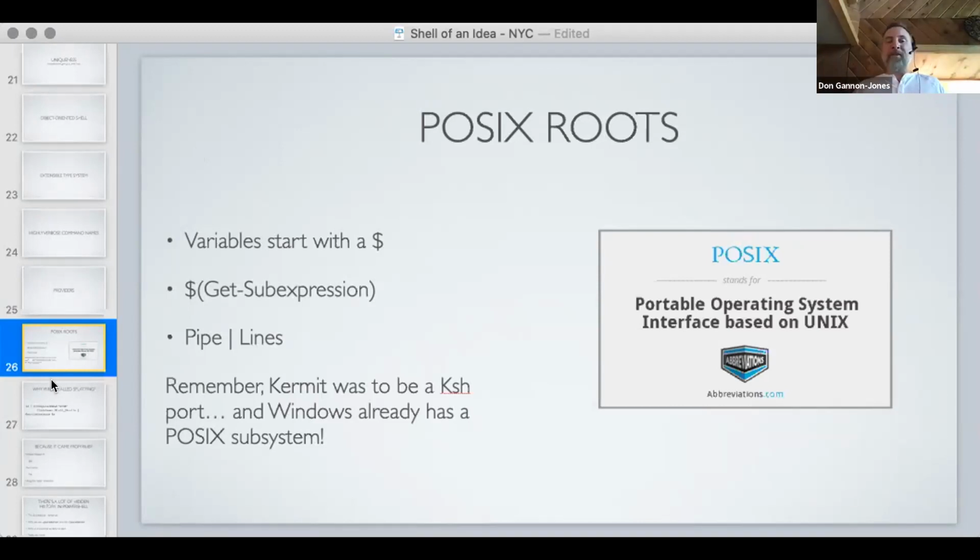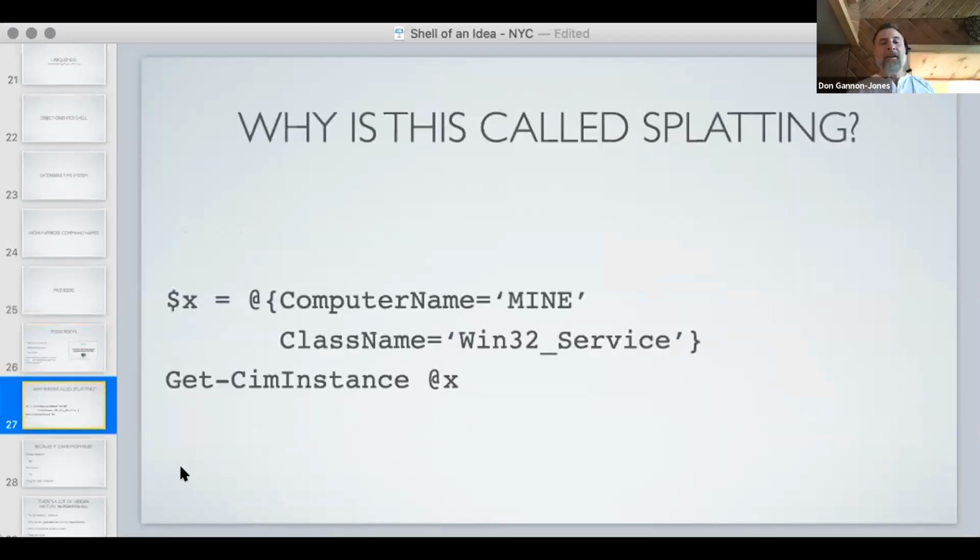So why is this called splatting? I actually did not know the reason for this. I've talked about splatting a lot. I've shown people how to do it. It's where you take a variable, in this case x, and you build a hash table. I've got two keys, computer name and class name, and each of those have a value. And then I can run a command, and I refer to the variable by an @ sign instead of a $ sign. And that kind of expands those out. My keys, computer name and class name, map to the parameters computer name and class name, and it feeds them those values. But I never understood why it was called splatting.